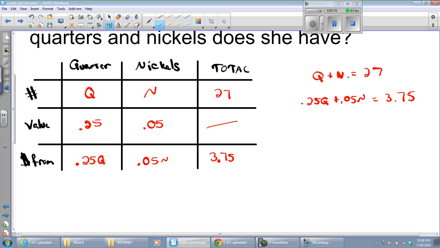I think I'm going to solve for Q, and I know that Q is going to equal 27 minus N. So I'll have 0.25 times the quantity of 27 minus N plus 0.05N, and that'll equal 3.75. Let's see here. I think it's going to be 6.75. I'm thinking. Let's try it.